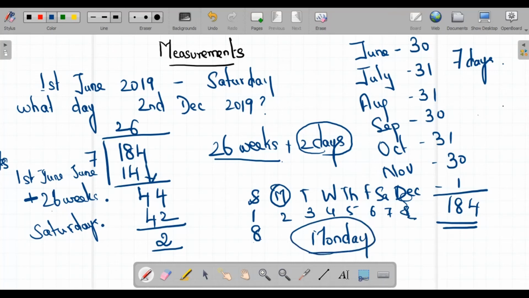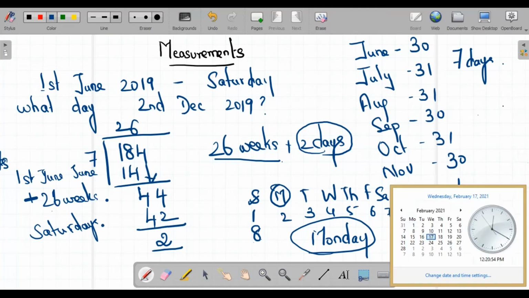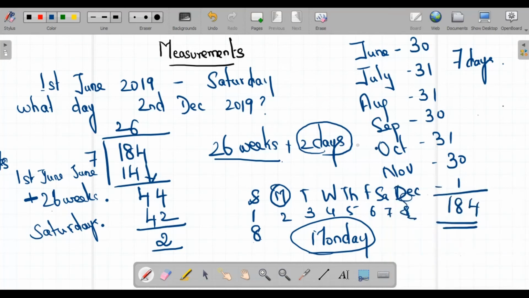Okay. Now let us check the calendar in my computer to see if we did it right. I am going to go back to 2019. So let us change this to 2019. Let's check if the 1st of June is a Saturday. Yes, I gave the same date. Now let us check if 2nd December 2019 is a Monday. Okay, 2nd December 2019 is a Monday. We did the calculation correct. This is just a way to check that we did the calculation correctly.